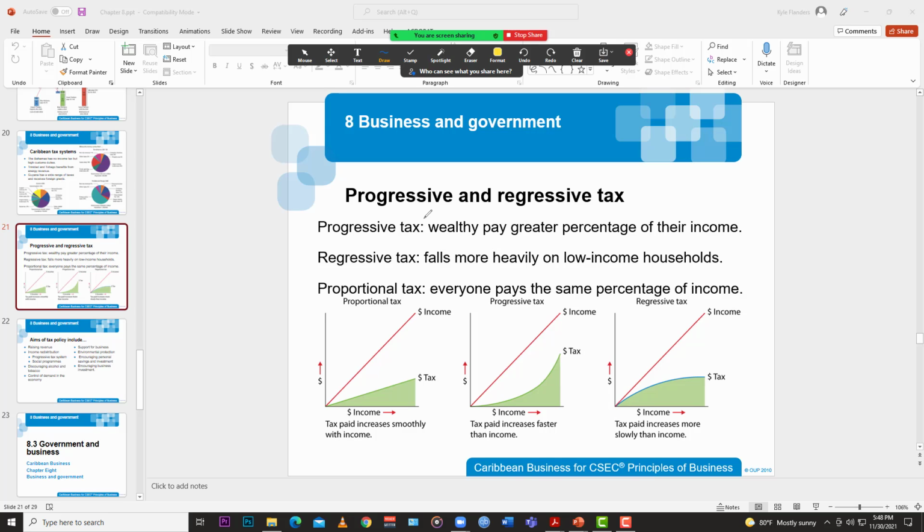An example of a progressive tax would be something like income tax. The higher you earn, the more you pay. The regressive would be more like VAT. VAT is a regressive tax system. The poor man is the one feeling the VAT in the pocket. Right? The poor man is the one feeling the VAT in the pocket.